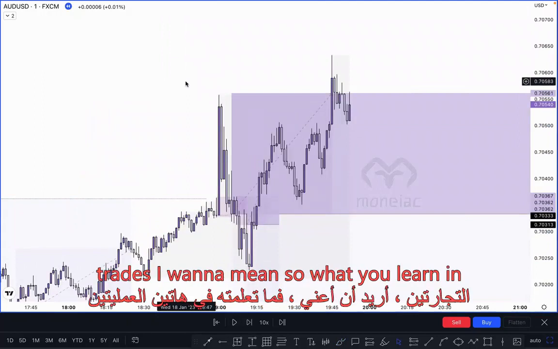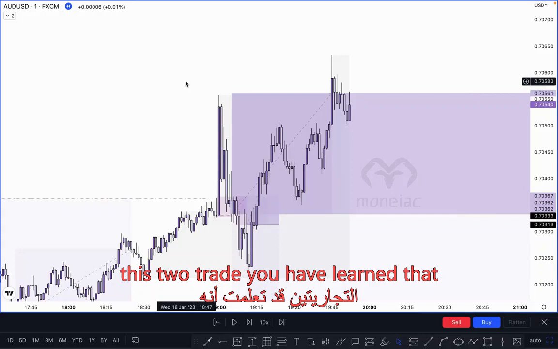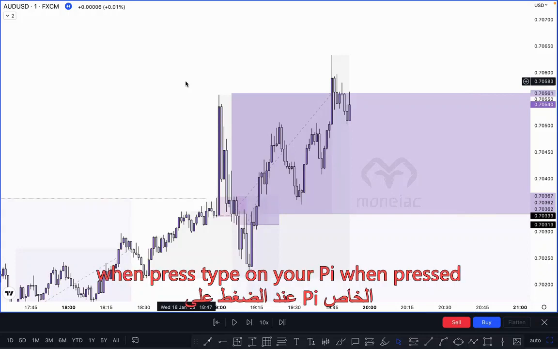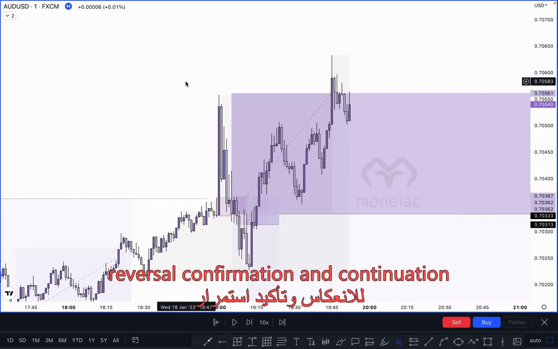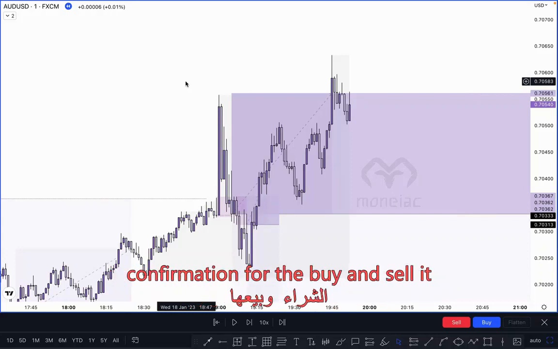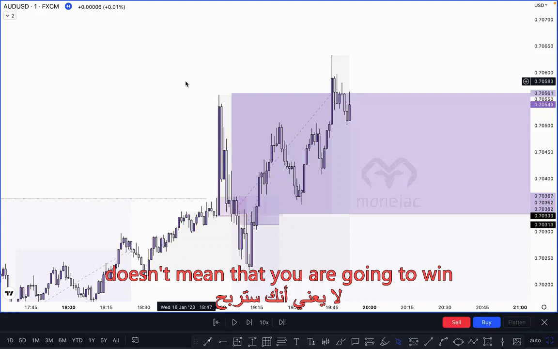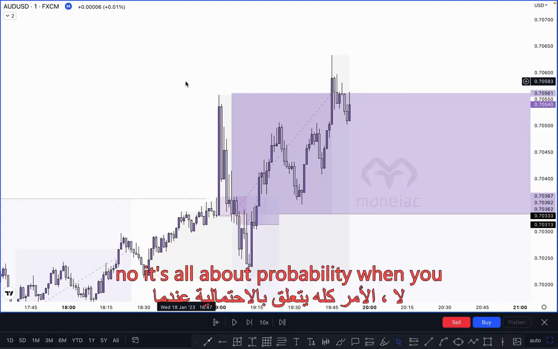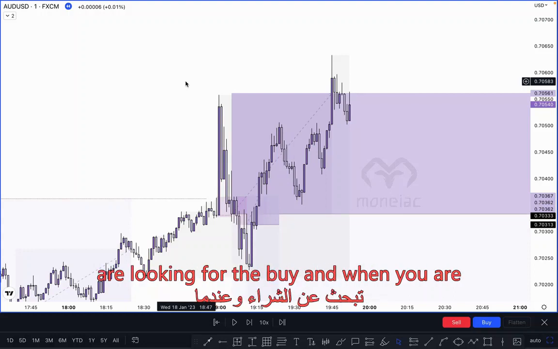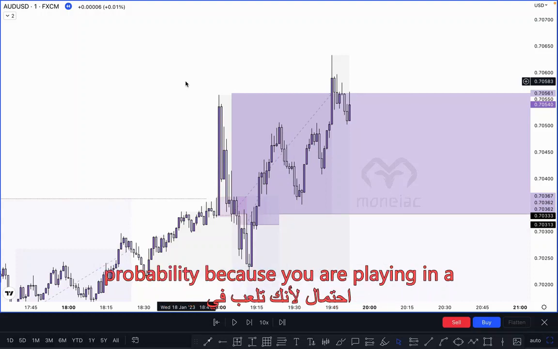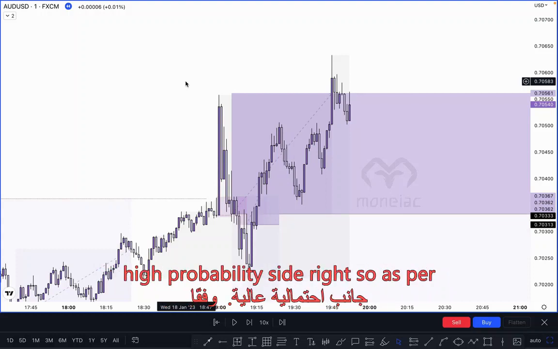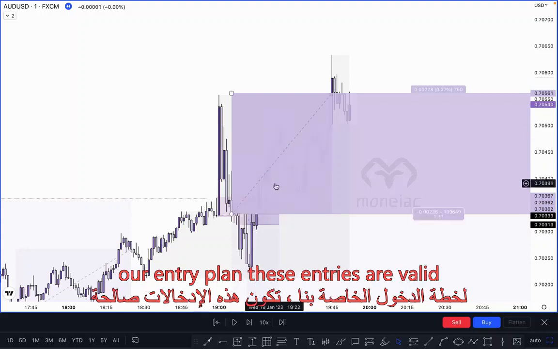What you learn in these two trades is that when price taps on your POI and gives you any reversal or continuation confirmation for the buy and sell, it doesn't mean that you are going to win. No, it's all about probability. When you are looking for the buy and when you are looking for the sell, you have to think in probability, because you are playing on the high probability side, right? So as per our entry plan, these entries are valid.